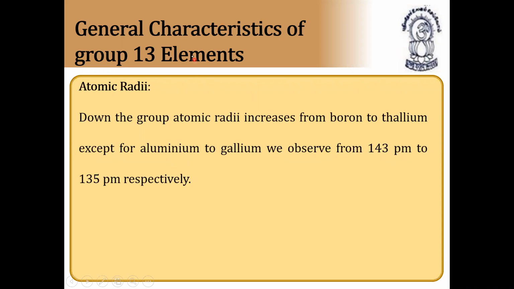Next continuation: atomic radii. Very, very important. Down the group, atomic radii increases from boron to thallium, except for aluminium to gallium, where we observe 145 picometers to 135 picometers respectively.